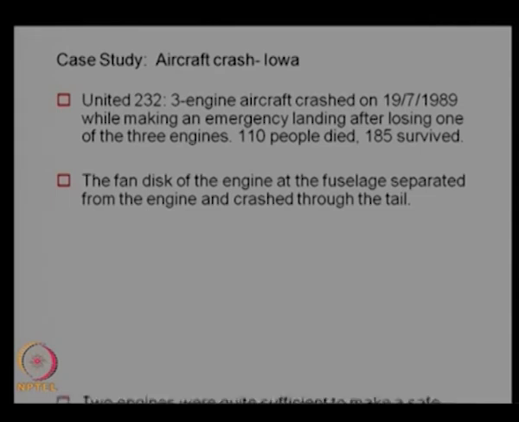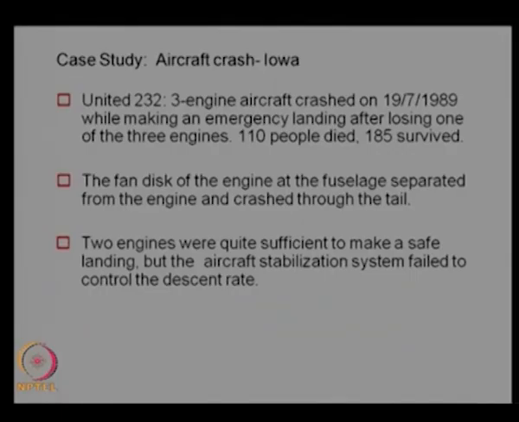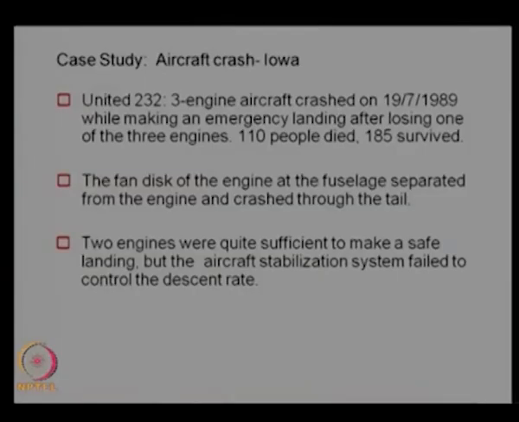But that 1 engine failure was not at all a problem, because 2 engines were quite sufficient to make a safe landing, but the aircraft stabilization system failed to control the descent rate. So what actually led to the crash was that the stabilization system failed. How the engine failure caused a stabilization failure was an important aspect of the system design. When we look at the system design, we see that it is not only necessary to look at the individual system, we need to look at the overall system, see what the possibilities of failure are, and analyze them. So here, even with the 2 engines, the stabilization system failed.